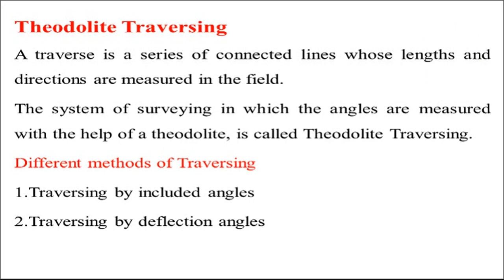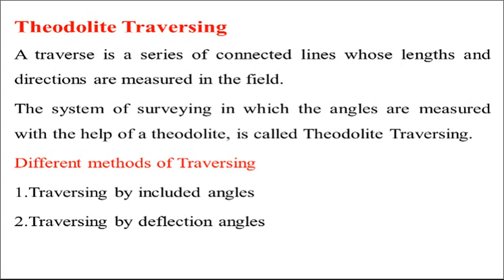In the first lecture, we have seen traverse is nothing but a path of survey line. So that path measurement is very much important. A traverse is a series of connected lines whose lengths and directions are measured in the field. The system of surveying in which the angles are measured with the help of theodolite is called theodolite traversing. Different methods of traversing are: first one, traversing by included angle method and traversing by deflection angle method.